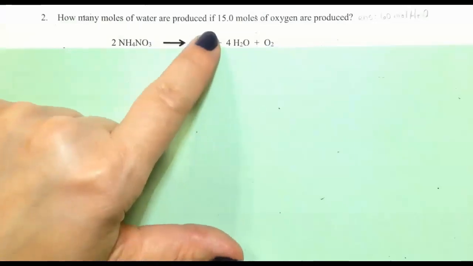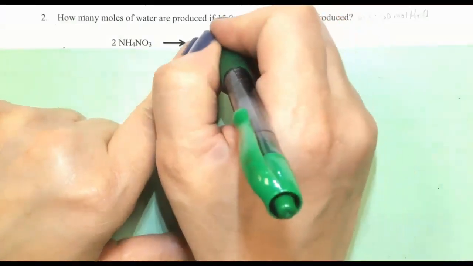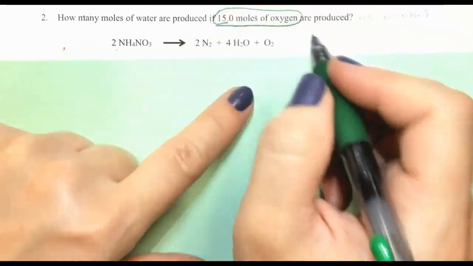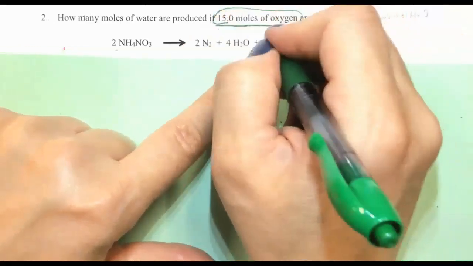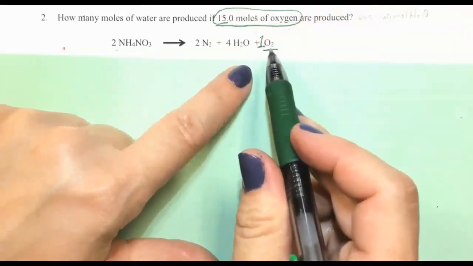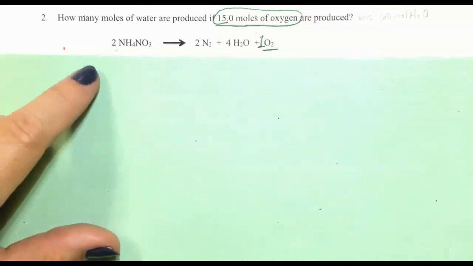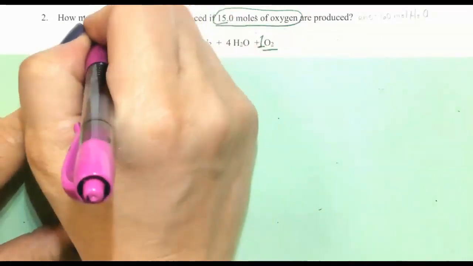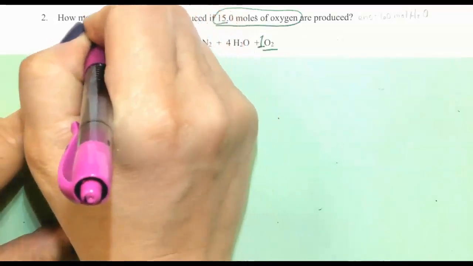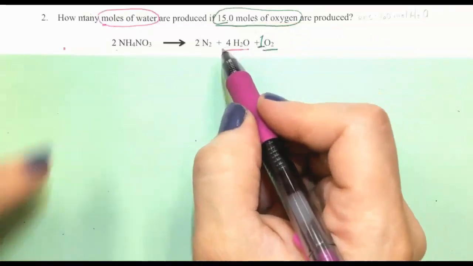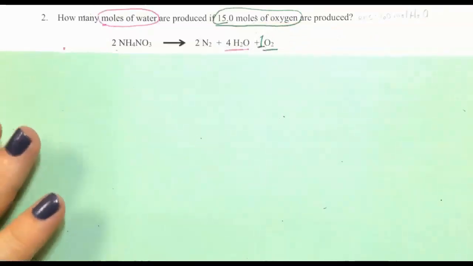Let's try our next one. Our given in the problem is 15.0 moles of oxygen. And that's going to be this in our equation. And notice it has a coefficient of 1. When you don't see a coefficient, it's automatically a 1. The unknown in our problem says how many moles of water. So moles of water is our unknown, and that's going to be this one right here. Notice it has a coefficient of 4. So now we can set up our proportion.